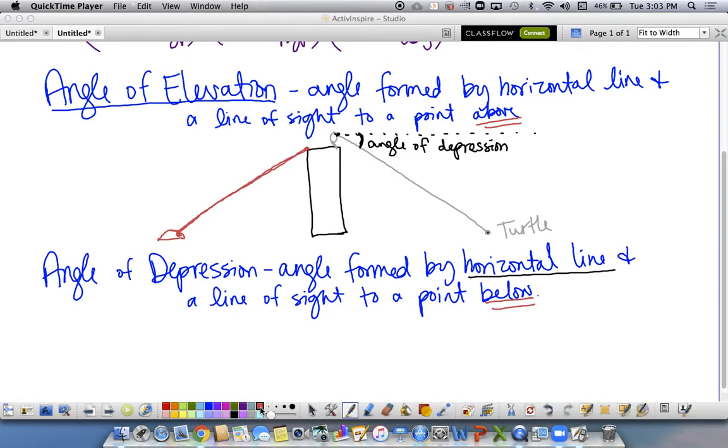Okay? There's also a horizontal line from their line of sight, okay, which will be on the ground. So from their line of sight, the horizontal line is always going straight out, okay? The angle of elevation is inside this triangle where they are looking up.